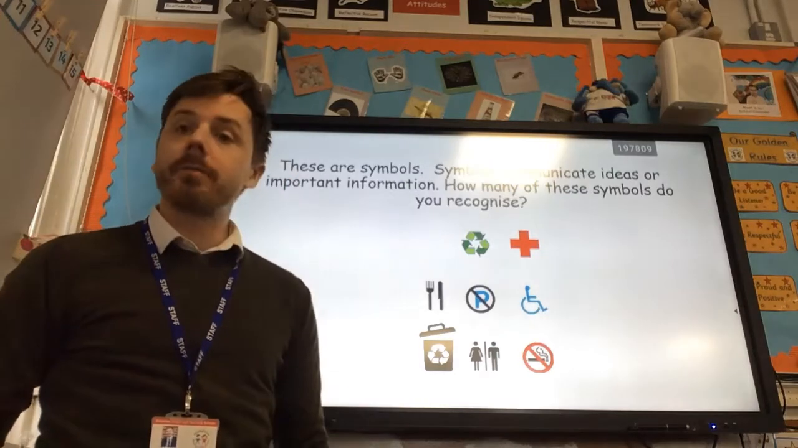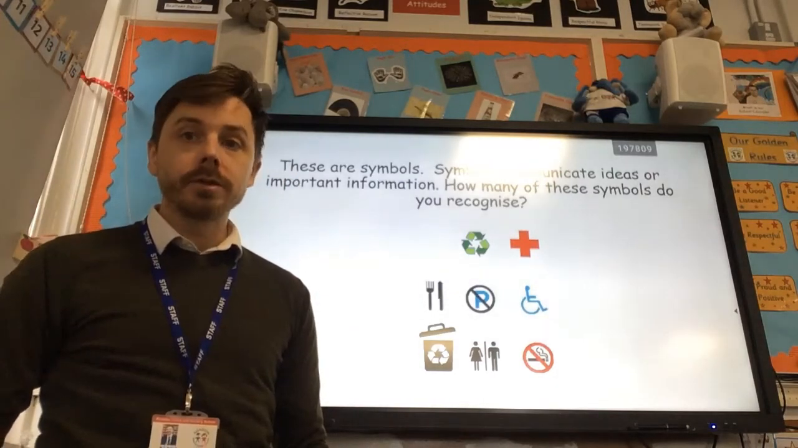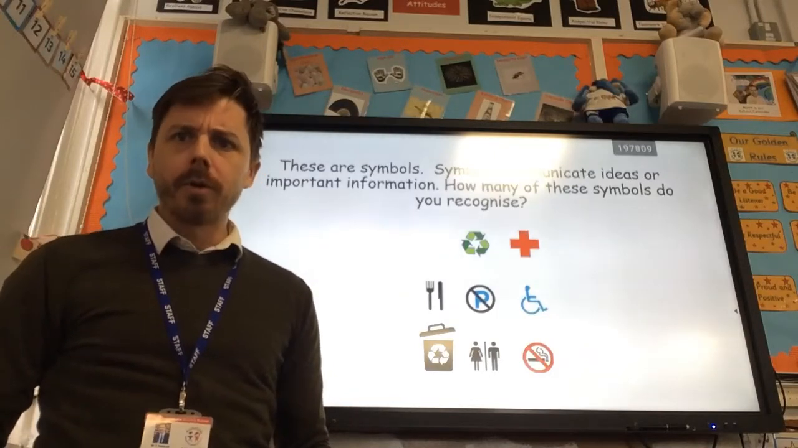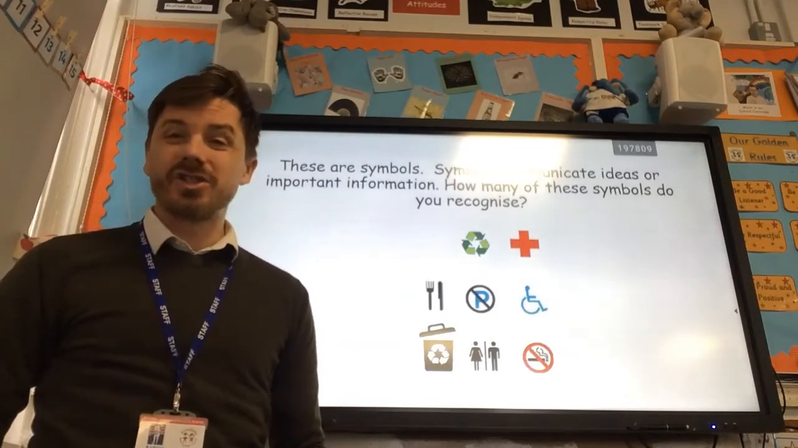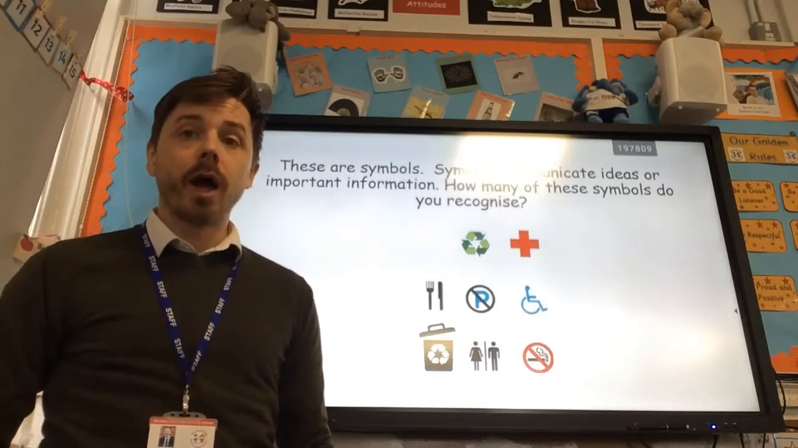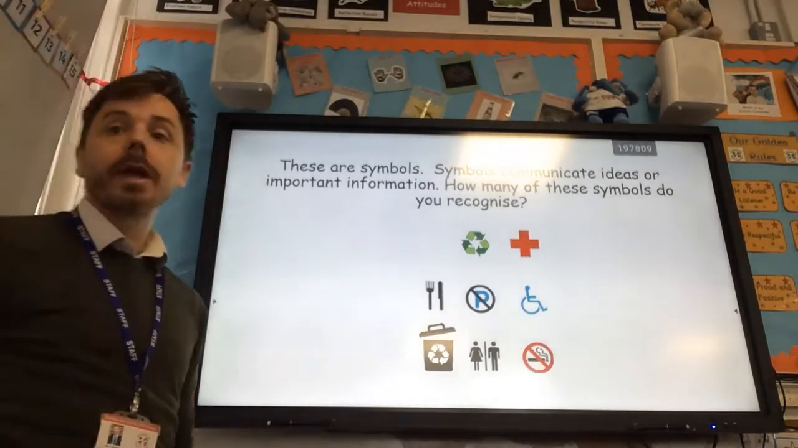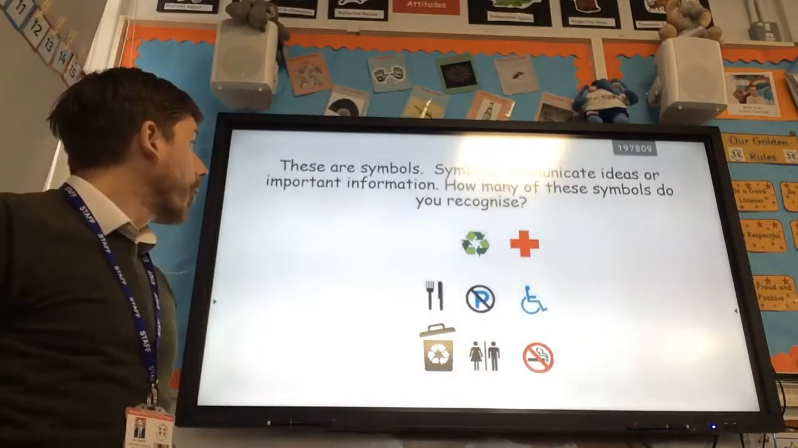What we're going to do this morning in maths is we're going to be comparing amounts using symbols. Now, I thought first of all, what we do before we start on a maths is we just talk about the word symbol and what that means. So, a symbol is something that communicates ideas or important information.